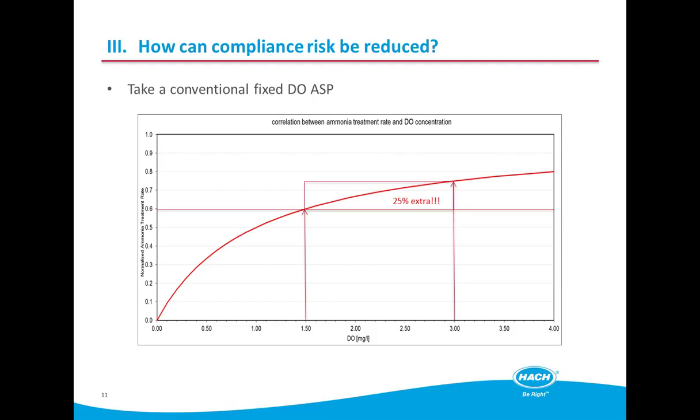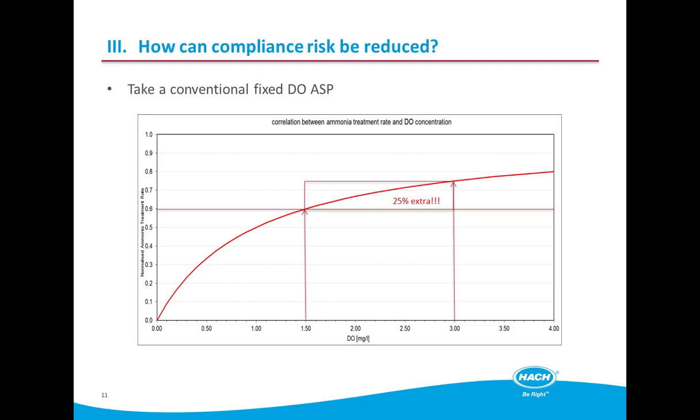Obviously, the overall treatment is dependent on temperature, sludge age, and a number of other factors. But whatever the current conditions are at the plant, the base treatment rate can be increased by 25%. This is a very significant increase, which clearly provides scope to manage high load events.